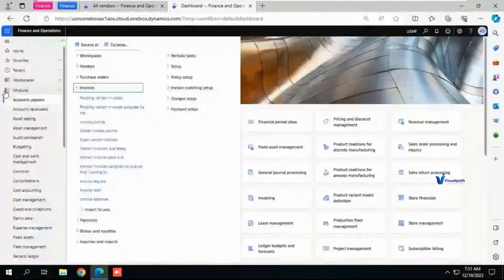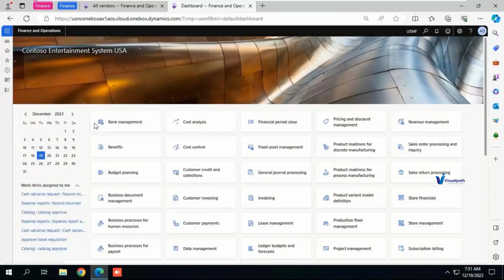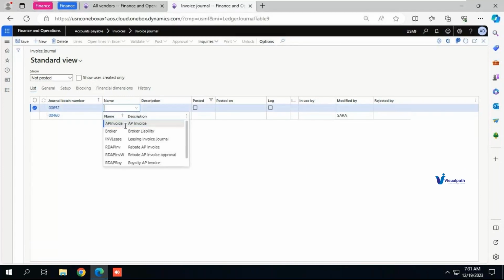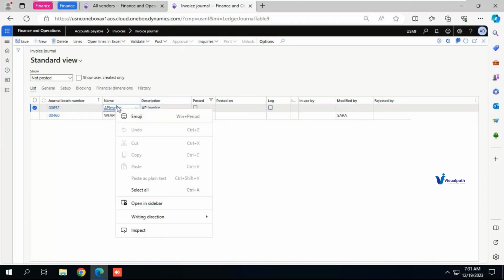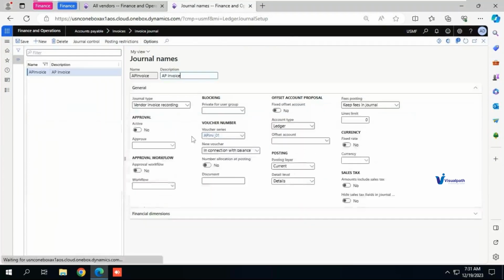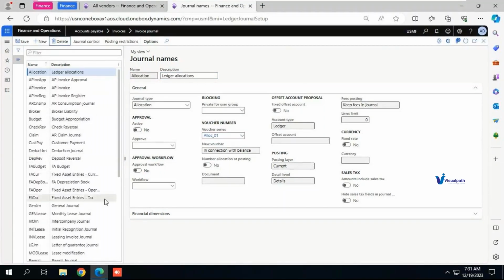accounts payable module, collapse all, invoices, invoice journal. Click on the new button, select the journal name. So how can I know, like, this is configuration? If I click here, view details, you need to configure this one. Actually, there are so many. You are going to learn all these things, how to configure. This is one of the setups.